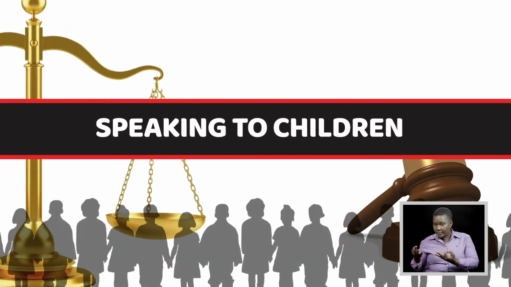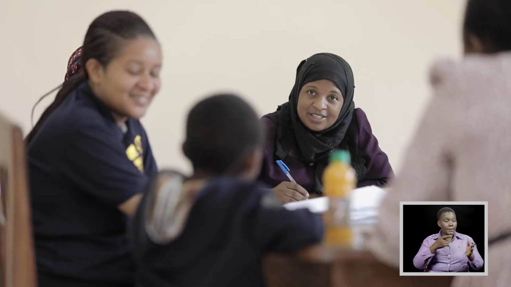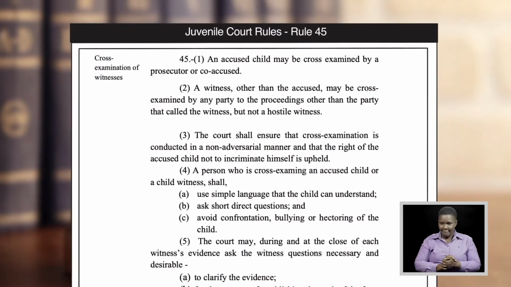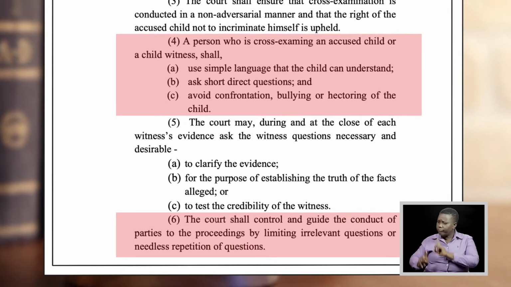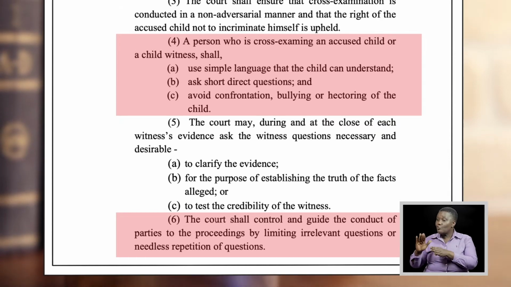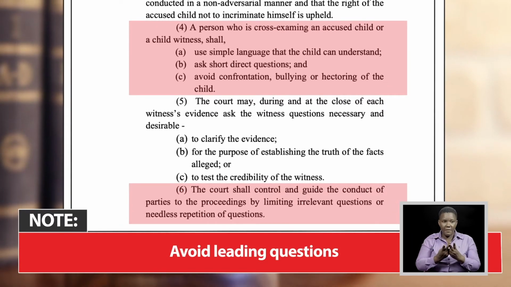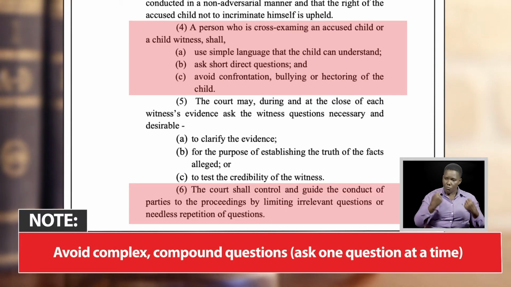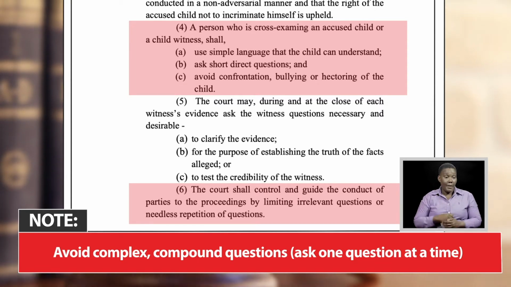Speaking to children. Now, what are good question techniques in juvenile proceedings? As per Rule 45, Sub-Rule 4 and Rule 45, Sub-Rule 6 of the Juvenile Court Rules, in cross-examination, one should use simple, appropriate language that the child can understand. Avoid leading questions. Avoid complex, compound questions. That is, one should ask one question at a time. When questions are compounded, it means one asks more than one question in one.